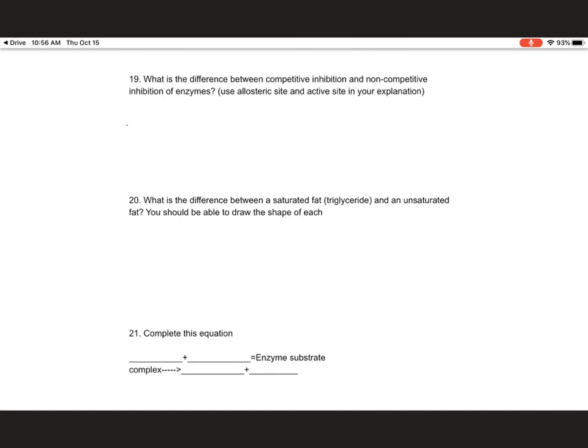So if we draw an example enzyme, let's say this is our enzyme and this is our substrate. Remember that the substrate has to fit perfectly into the active site of the enzyme. So if we have an inhibitor, let's say a competitive inhibitor, that's going to be a molecule that is similar in shape to the substrate, but not quite the same, which is going to block the substrate from being able to get into the active site of the enzyme.